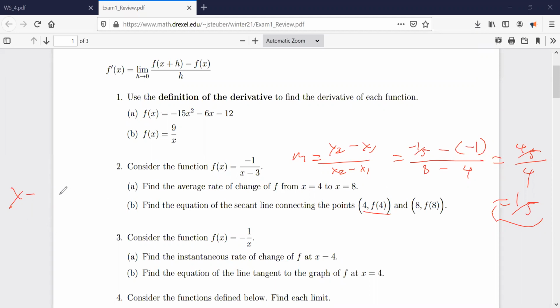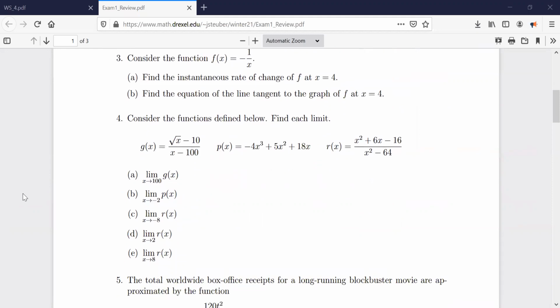So y minus negative 1 is equal to 1/5 times x minus 4. So then I get y is equal to 1/5 x minus, then we get 4/5 minus 1. So that's 1/5 x minus 9/5. Does that make sense to people? Yeah. Cool.